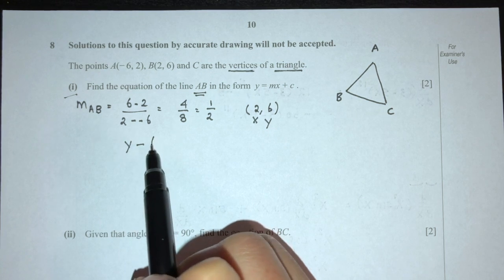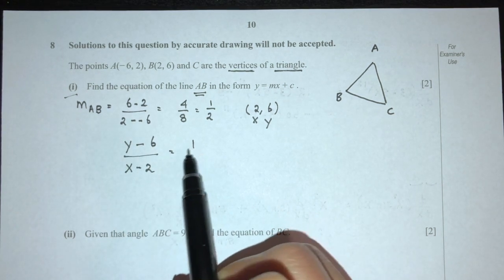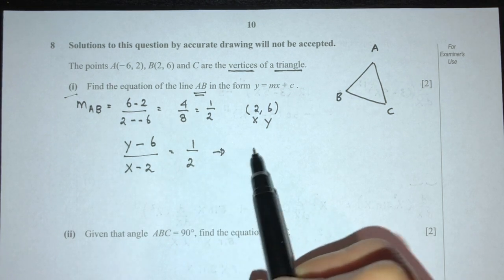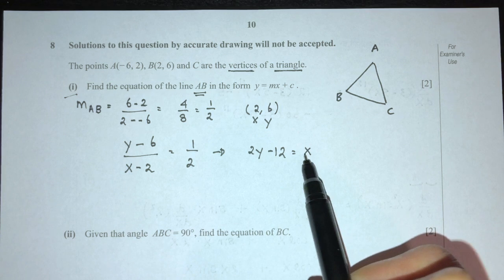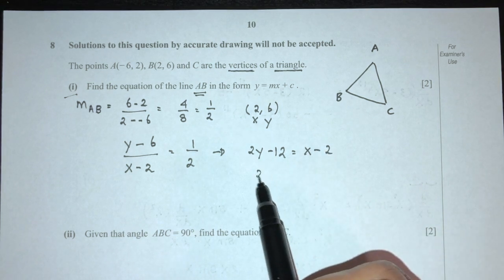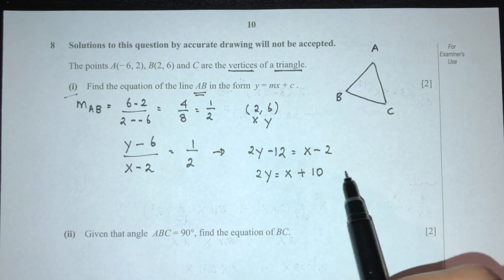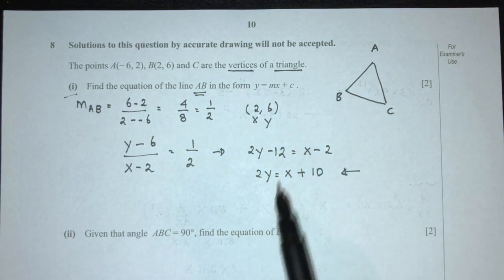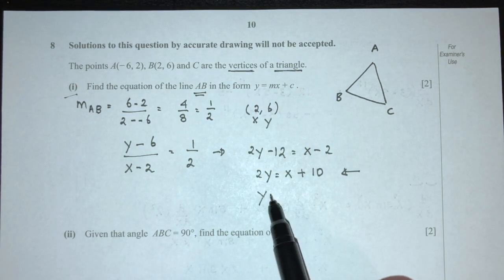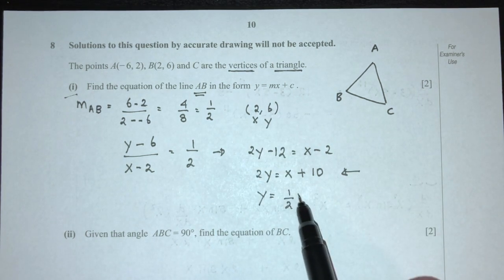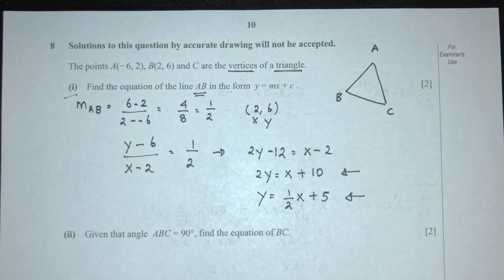So (y minus 6) over (x minus 2) is equal to 1 over 2. We just cross multiply. You will have 2y minus 12 is equal to x minus 2. So 2y will be x plus 10. We have to make y the subject. y will be half of x plus 5, and this is your answer for part 1.